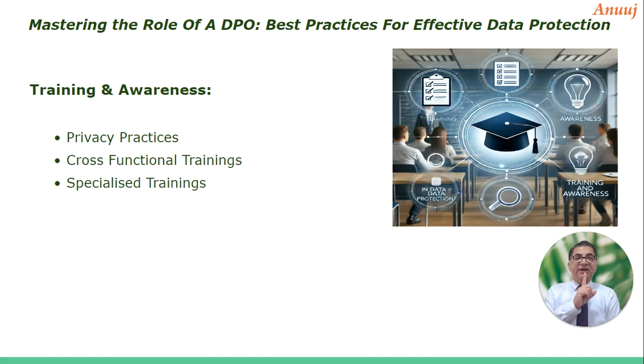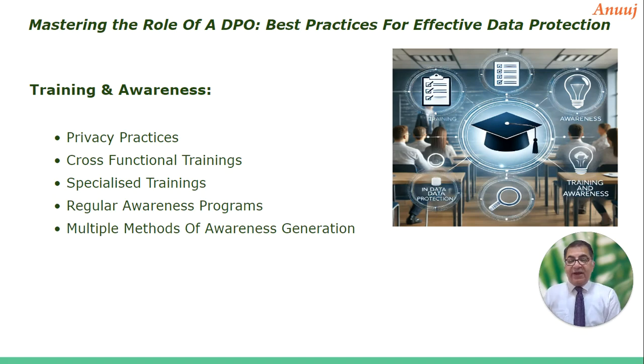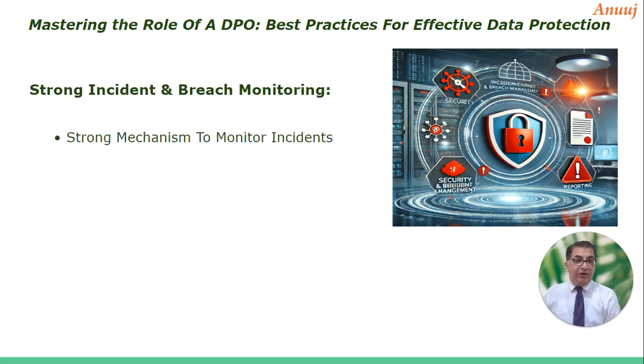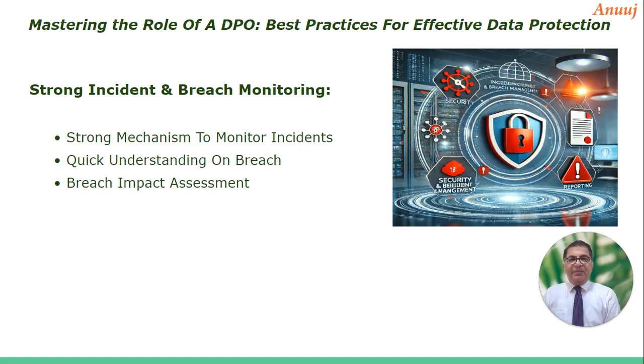So one personal information block or record is being accessed by multiple departments within the organization, and each needs to handle it carefully with their systems. So there have to be specialized cross-functional trainings, regular awareness programs, and multiple methods of generating awareness within the organization. The most important is incident and breach management and monitoring of those. A strong mechanism to monitor incidents. Quick understanding of breaches. Breach impact assessment.